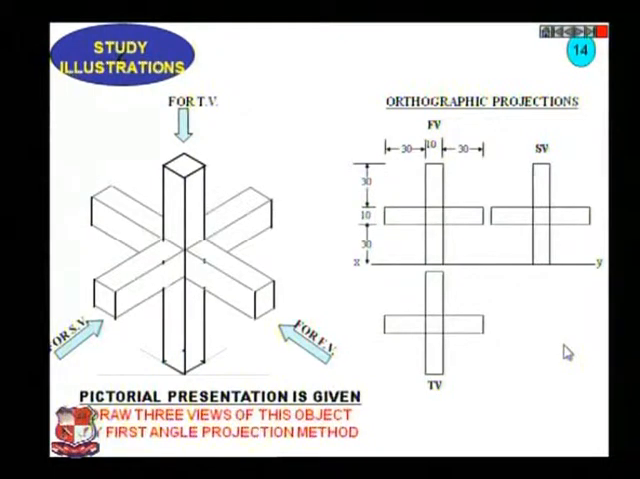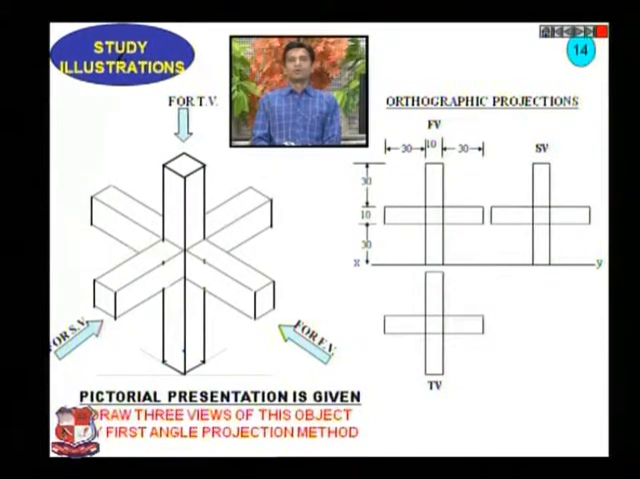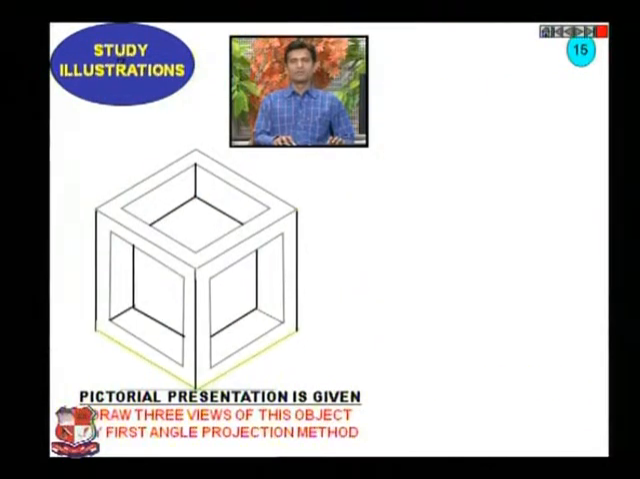So in this case, the reverse case would be interesting. If you are asked to draw the isometric view of an object whose front view is a plus, top view is a plus, side view is a plus, having certain thickness, this would be its isometric view. All three views are plus. All views are identical.